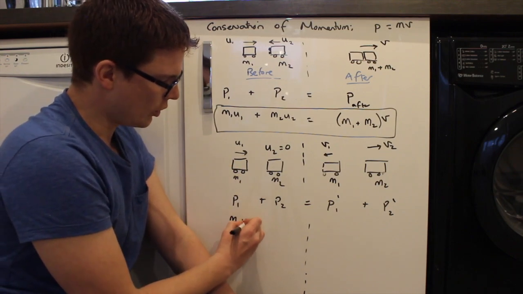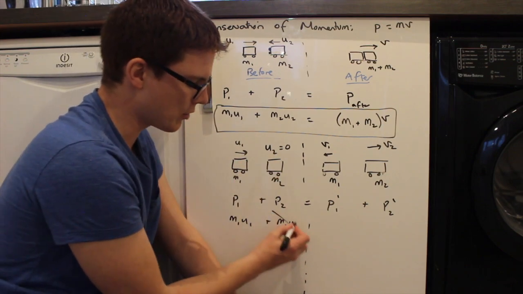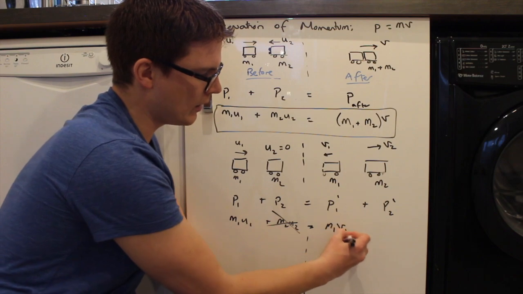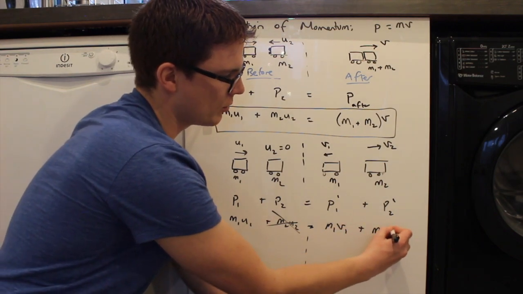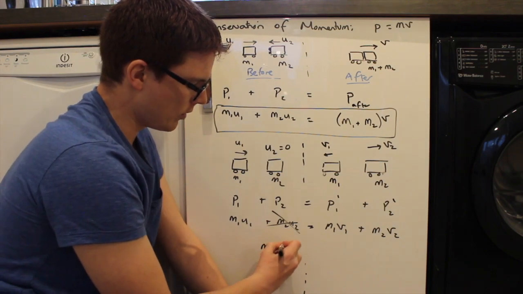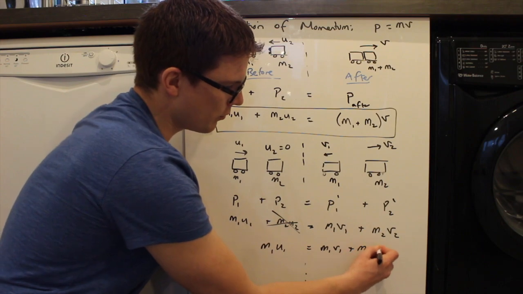Okay. So p1 is m1 u1, and that's plus m2 u2. But u2 is 0, so that just goes. Okay, and that's going to be equal to m1 v1 plus m2 v2. So now we've got another formula where m1 u1 will equal m1 v1 plus m2 v2.